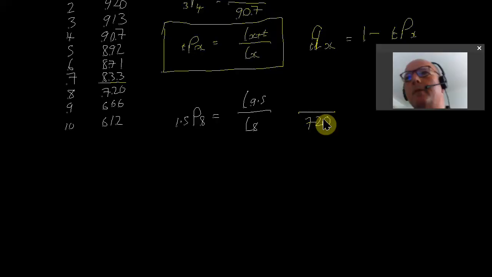But L 9.5 is a bit trickier. It's going to be somewhere between 666 and 612. In fact, let's not make it 1.5. Let's make it 1.3, because then it illustrates the numbers a bit better. So what's the probability a life age 8 survives for 1.3 years?